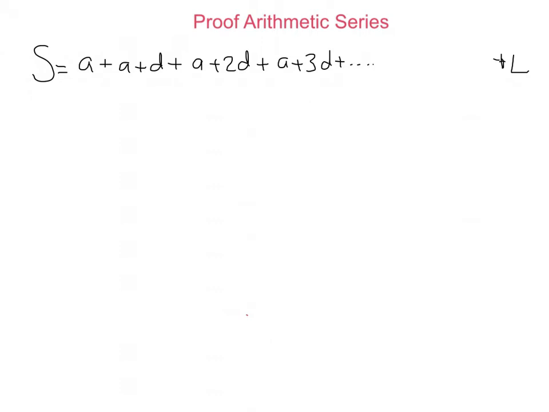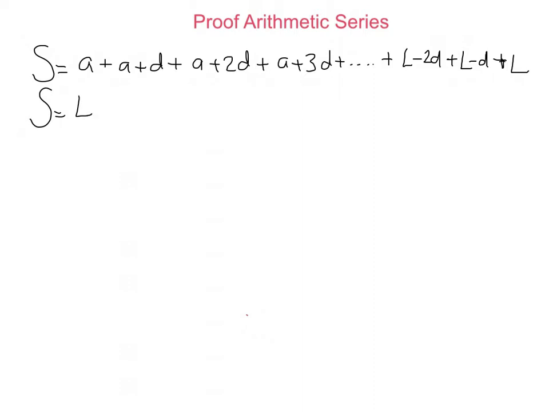Now the one before L must be L minus d, because you add on d to get to the next term. So the second to last term must be L minus d, and similarly the one before that must be L minus 2d. Now we're going to write it in exactly the same number of terms, but in the opposite order. L goes first, then L minus d, then L minus 2d, and then last, a plus 2d, a plus d, and then finally a.